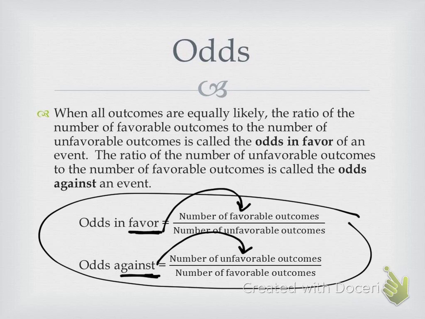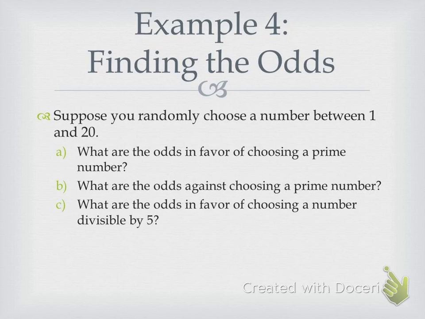No, I just yawned. All right, so let's see what this looks like. It says, suppose you randomly choose a number between 1 and 20. What are the odds in favor of choosing a prime number? So I have to figure out how many prime numbers are between 1 and 20. All right, well, let's count. Is 1 a prime number? No. So 2, yes. 3, yes. 5, yes. 7, yes. 9, no. Okay, 11, see if you're paying attention. 13, 17, 19. Okay, so odds in favor, there are 8 prime numbers that would be favorable.